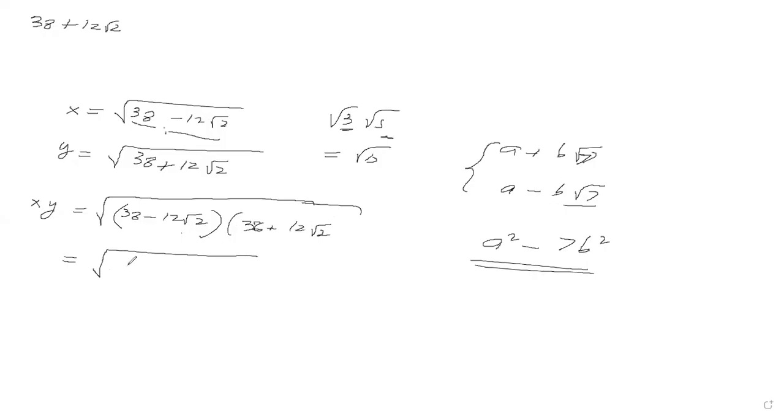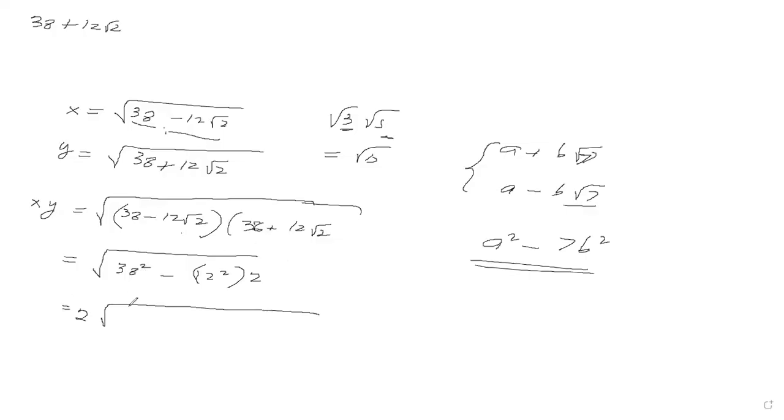And now here you get 38 squared minus 12 squared times 2. Right? I don't want to use a calculator, so you got minus 12 squared times 2, you're squaring that. So if you don't use a calculator, then you can take out 2 squared. The square root of 2 squared is 2.